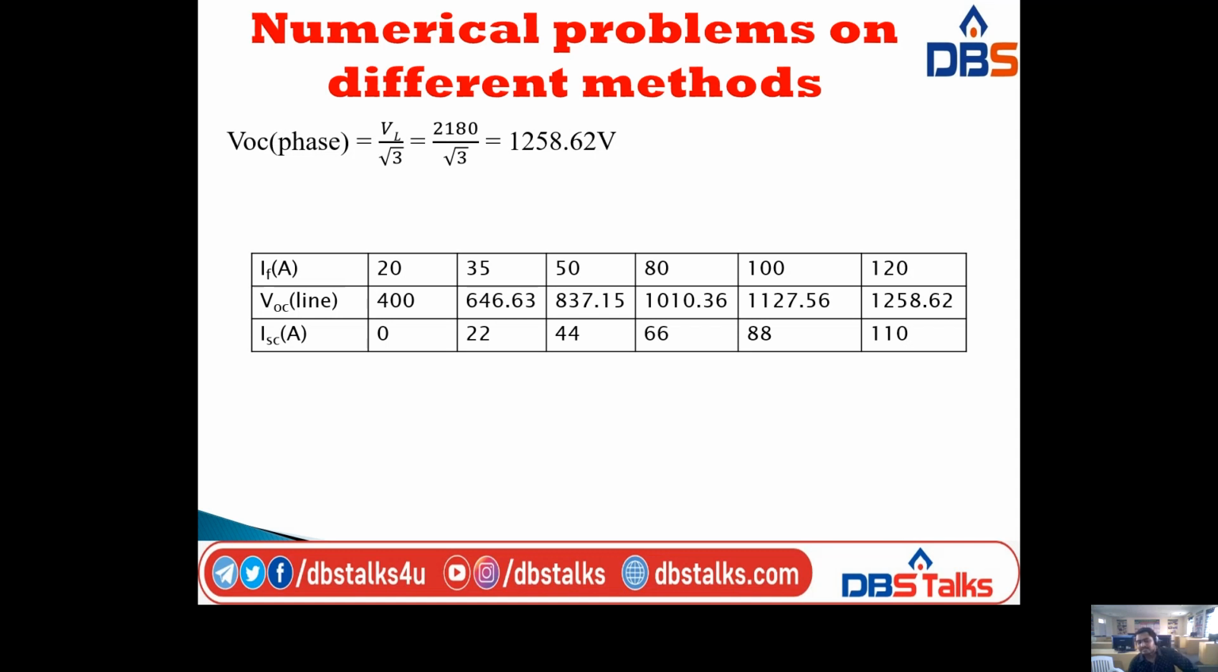After calculating these phase values from the tabular column, that is from the VOC line values, field current and short circuit current, next we take the same tabular column, but replace the open circuit voltage line values with the open circuit voltage phase values. Here I made a mistake: these are not line values, these are the phase values. So these are VOC phase values. At 20 amperes of field current, the voltage is 400 volts. That is the phase voltage.